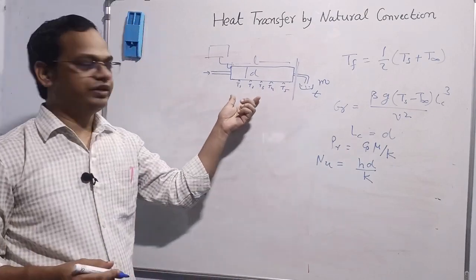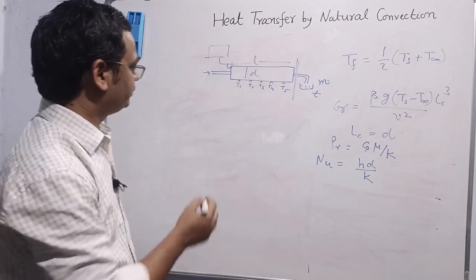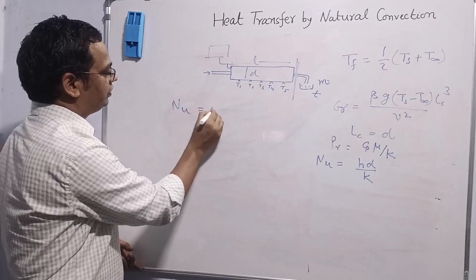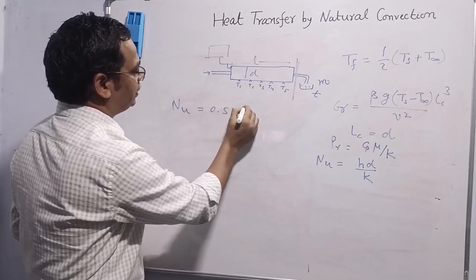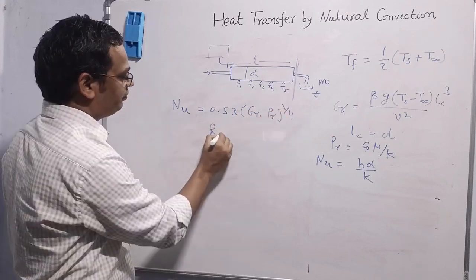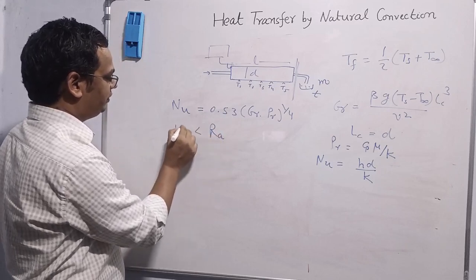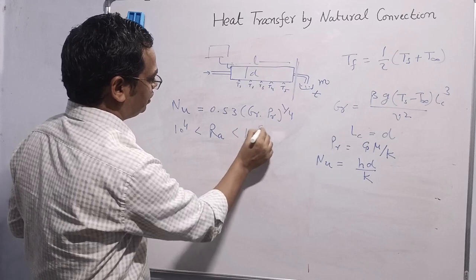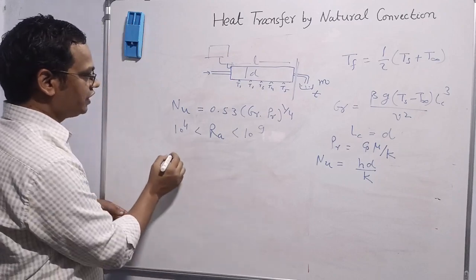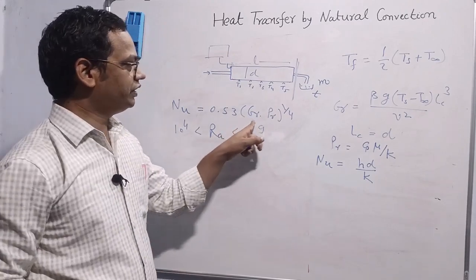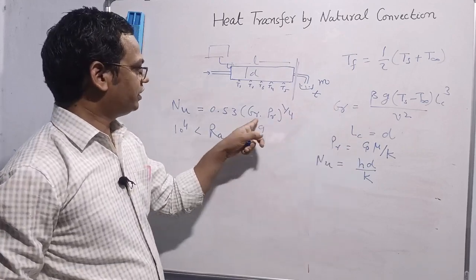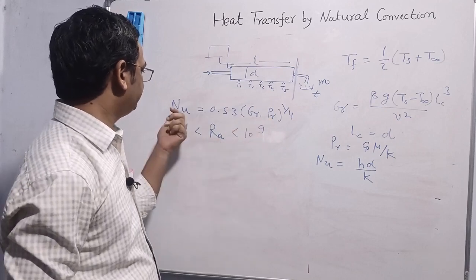Now we'll write the empirical equation in the case of horizontal cylinder. So that will be Nusselt number is equal to 0.53 Grashof number, Prandtl number to the power 1 by 4. This is for laminar region, 10 to the power 4 to 10 to the power 9. So first of all, just calculate the Grashof number using this expression, Prandtl number using this expression. Then product of these two should be in this range if we have to use this one.